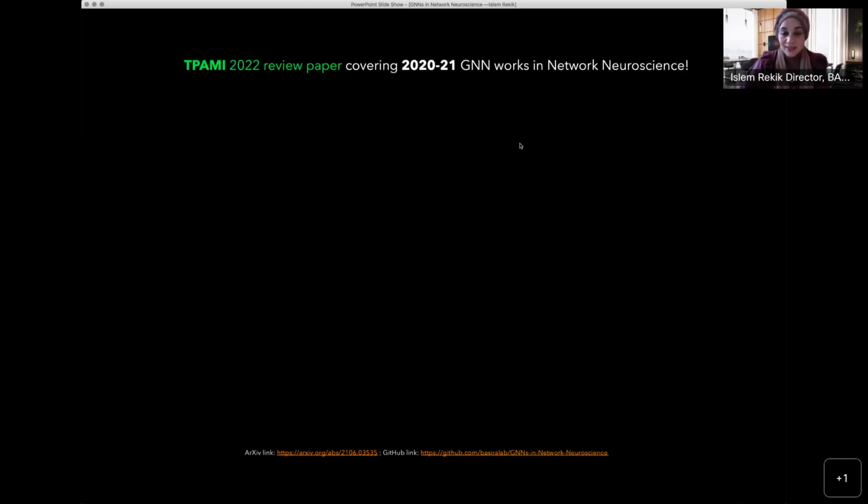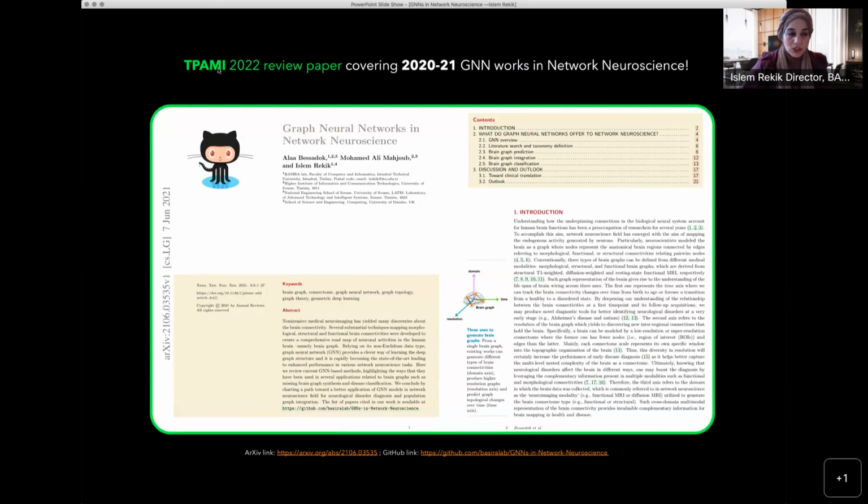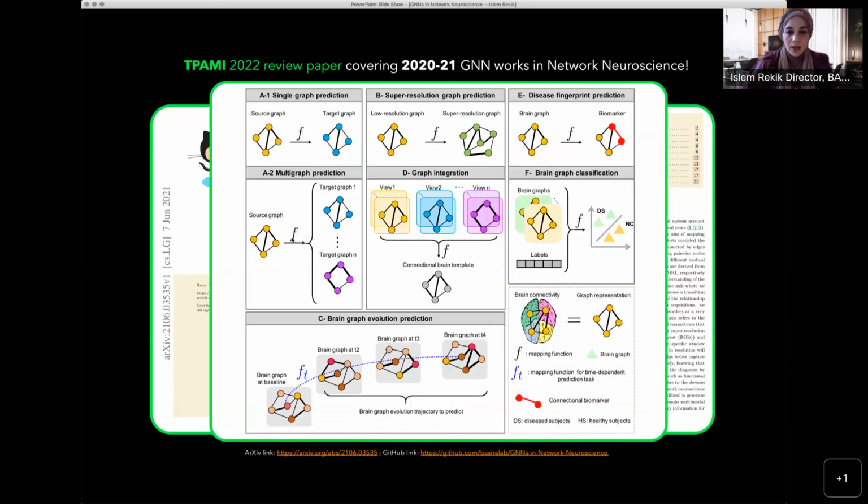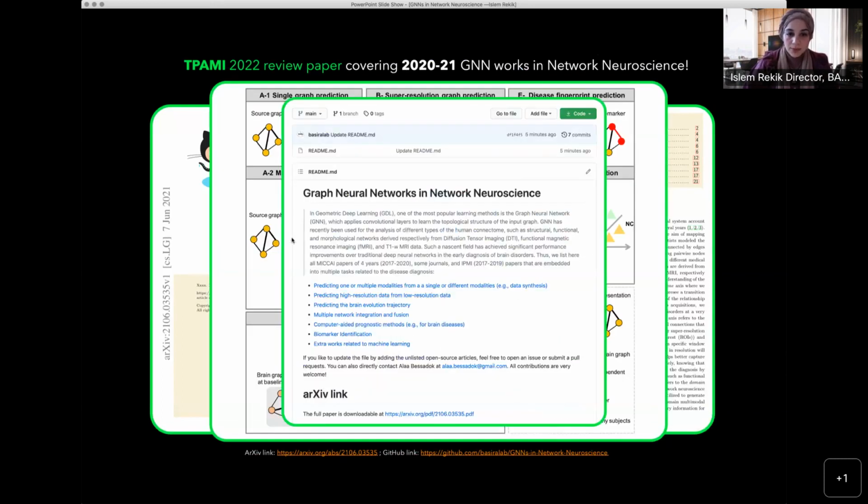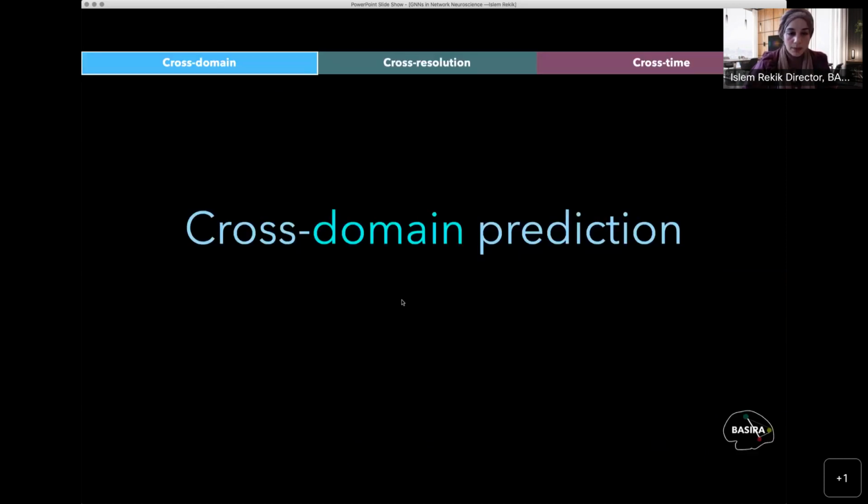These works have also recently been published as a TPMI review paper covering GNN models and network neuroscience from 2020 to 2021. So if you're interested, feel free to read the paper and check out also the GitHub repo associated with the paper.